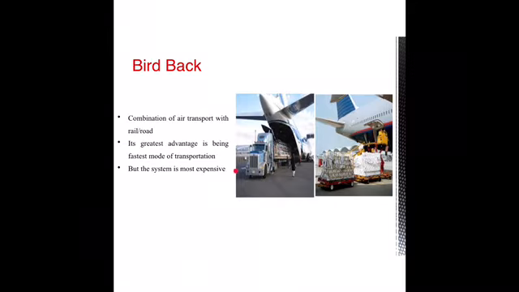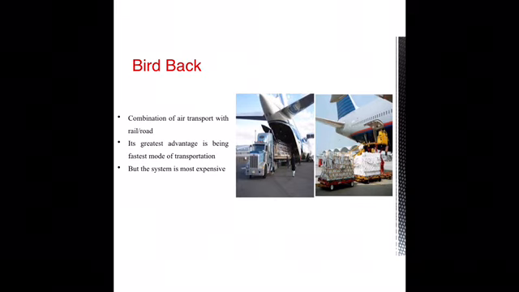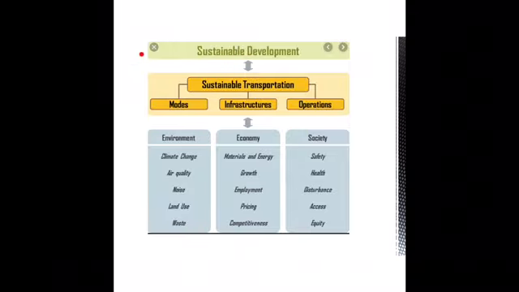So we cannot rely on any other mode of transportation. The only option we have is the combination of rail or road with air transportation, so that you can get your products or whatever the requirement is as early as possible. But it is the most expensive system. So these are the various methods of integrating the different modes of transportation network, and all this work is done for the sustainable development of transportation.